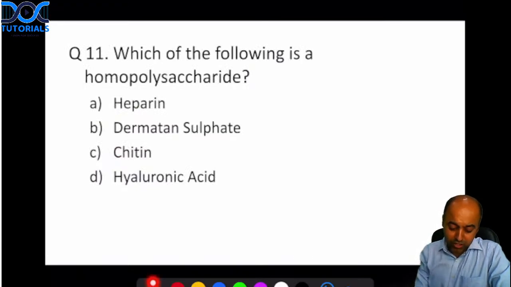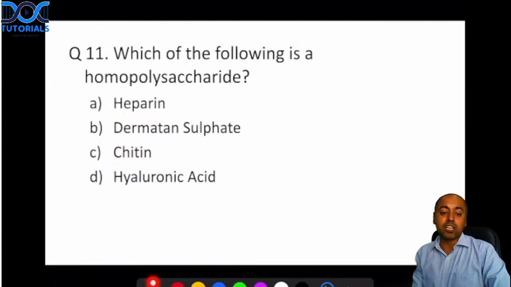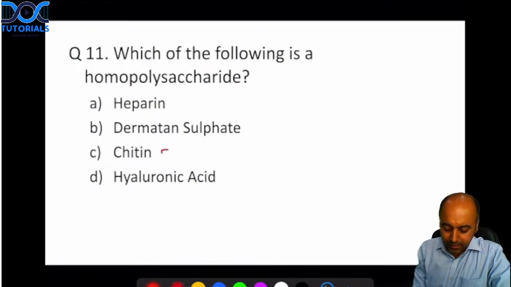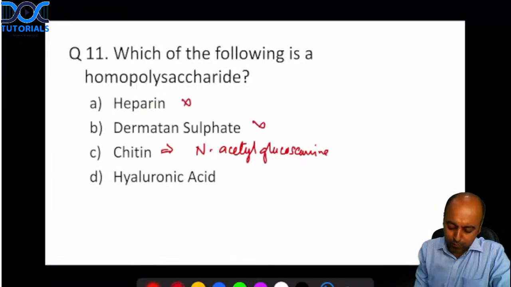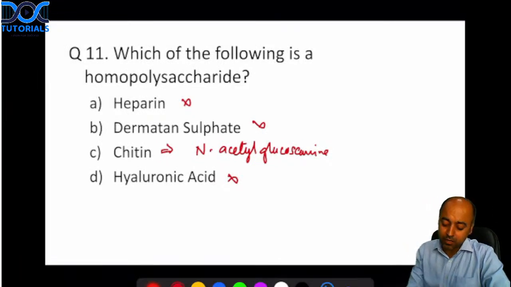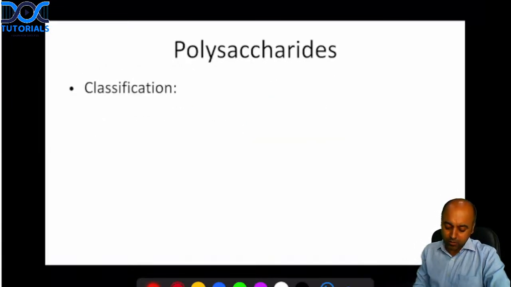Moving on to question number 11, a very common question based on classification. Which of the following is a homopolysaccharide? Here you have to remember chitin is a homopolysaccharide made up of N-acetyl glucosamine. The others are heteropolysaccharides. In fact, most of them are glycosaminoglycans.